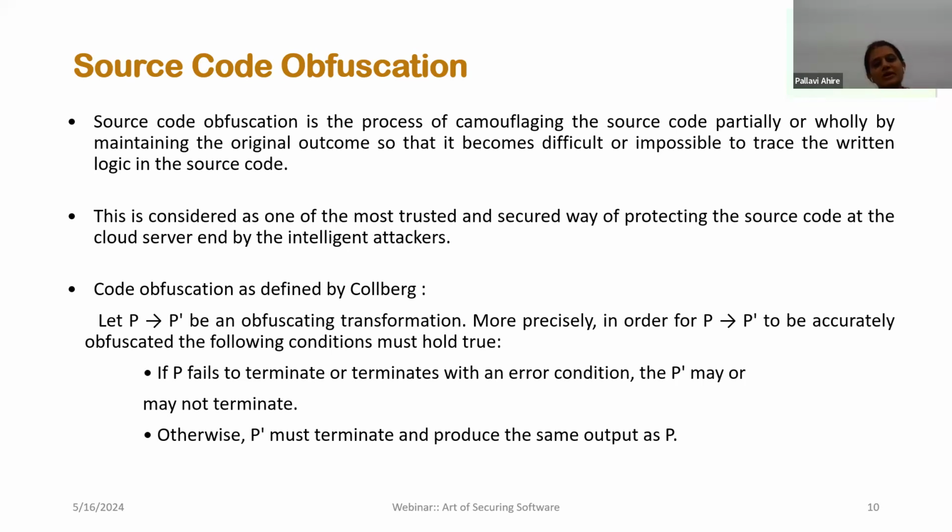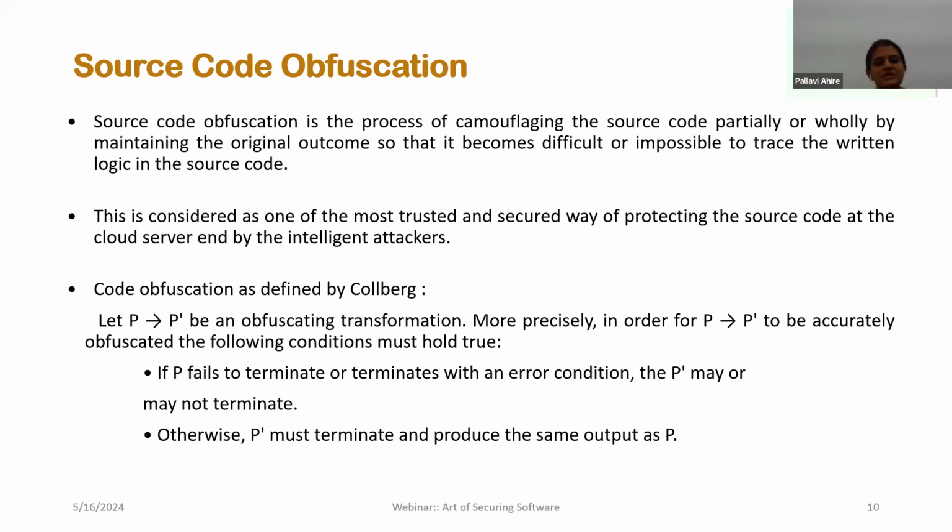You may be thinking that when it comes to addition of two numbers, we accept two variables from the user and write C equals A plus B. So how can I camouflage that? How can I change that so that the output is still the addition of two numbers, but by looking at the code, my attacker is not able to understand what the code does? So source code obfuscation actually depends on these two cases: if my original program fails to terminate or has any error condition, my obfuscated program may or may not have that error condition, or it may not terminate.